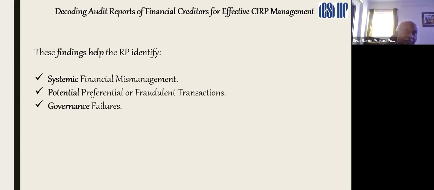So here, whatever the risk-based internal audit reports, whatever the credit audit reports, whatever the statutory audit reports, all are useful in one way or other to the resolution professional.